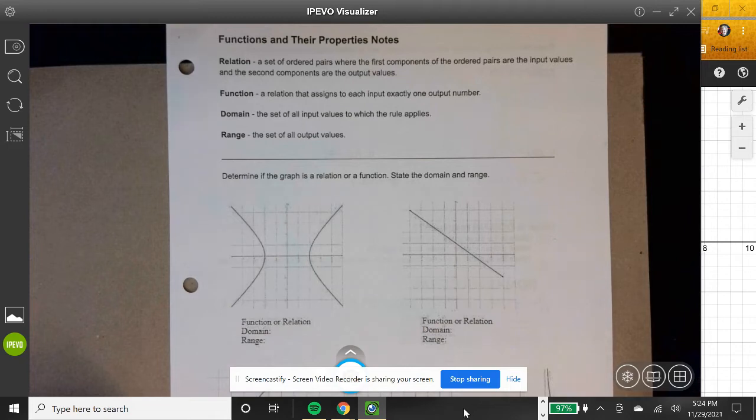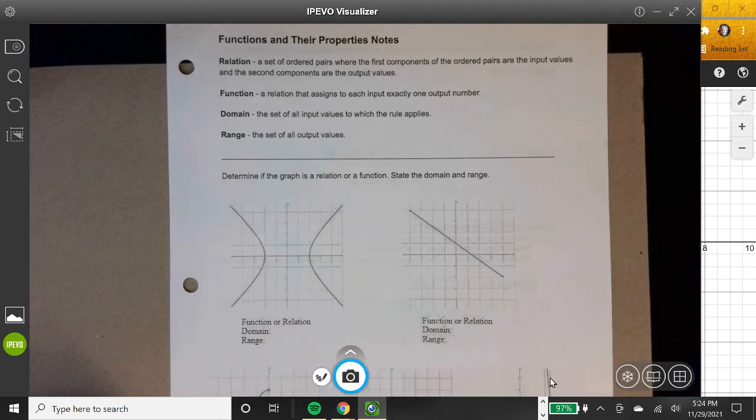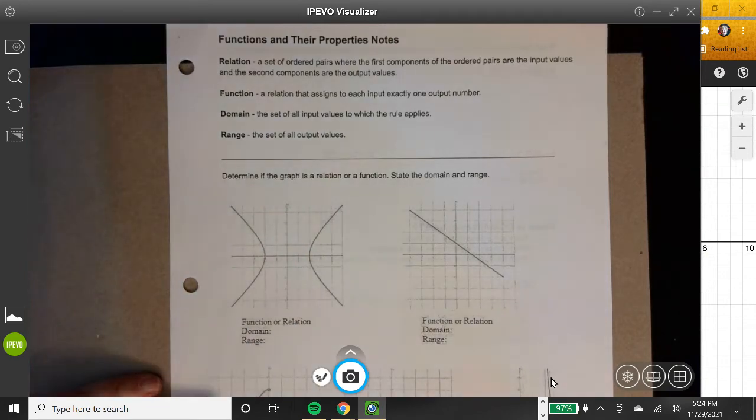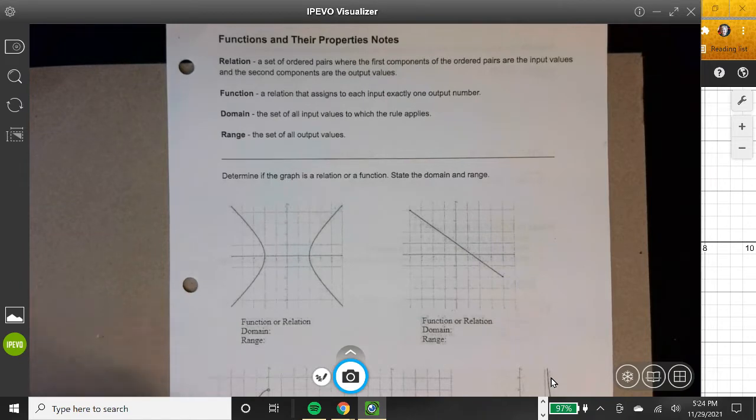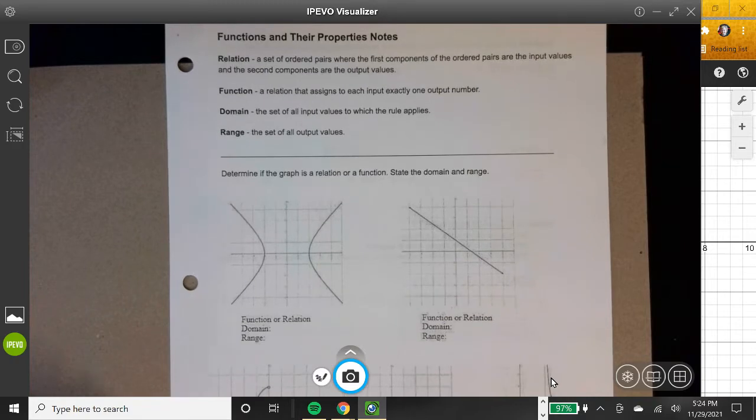All right, I'm going to talk about functions and their properties, and specifically in this quick video, we're going to talk about domain and range, and that's a big deal in the math that we're going to do going forward in this chapter. Okay, so let's talk about functions and their properties.